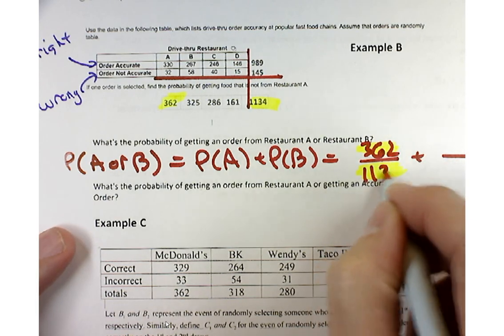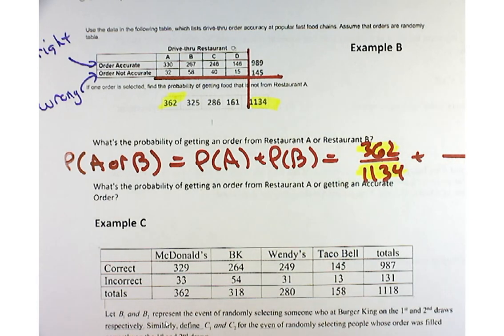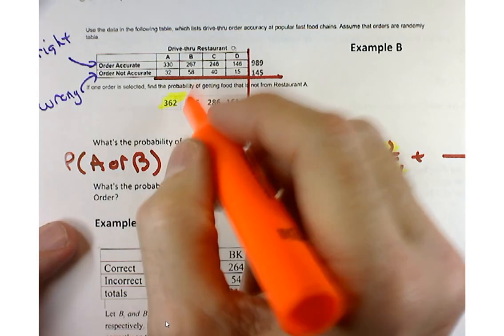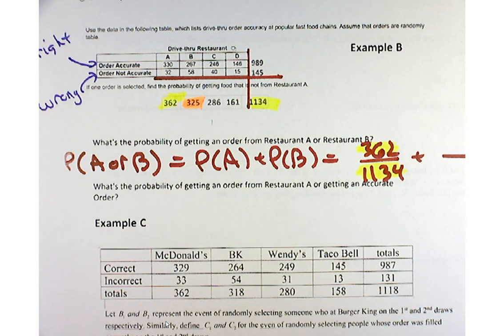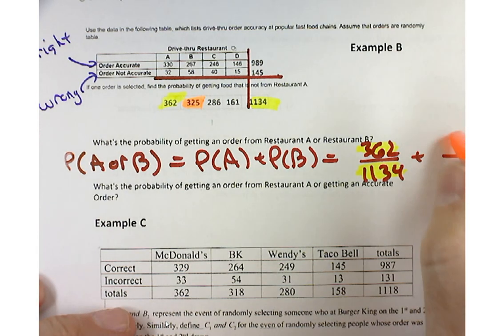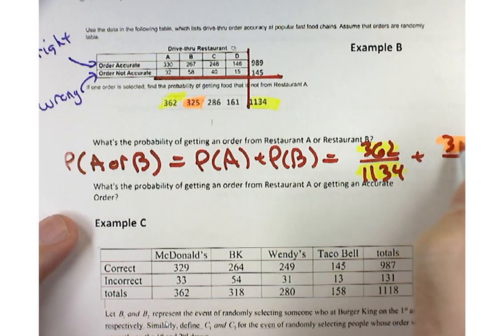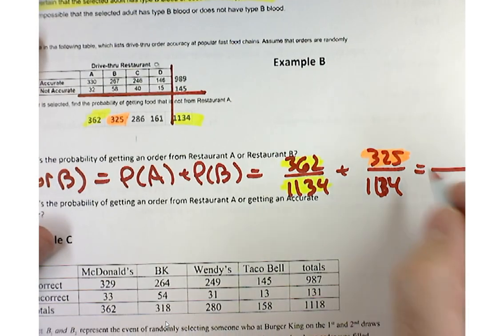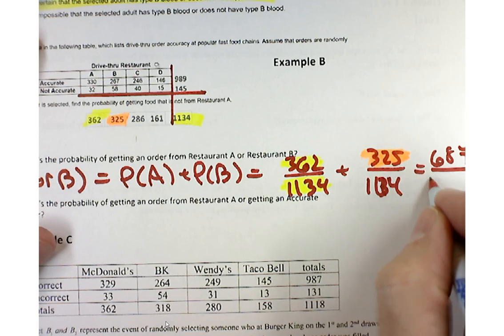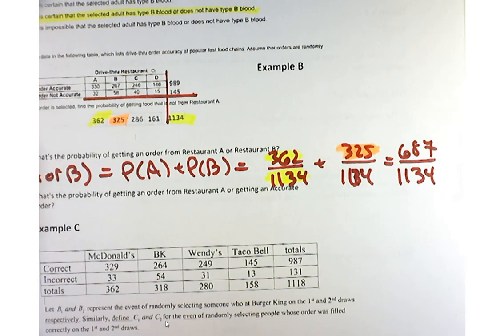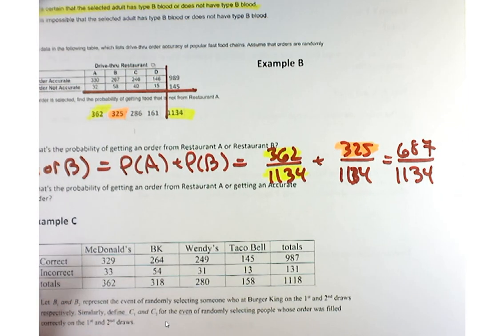How many people went to B? 325. 325. And that number would be here. So 325 over 1,134. Overall, it gives me a total of 687 over 1,134. So, all right, a pretty good majority of people that went to A or B. Fine.